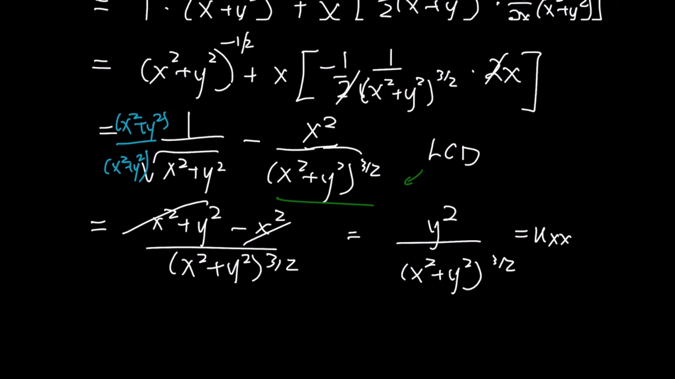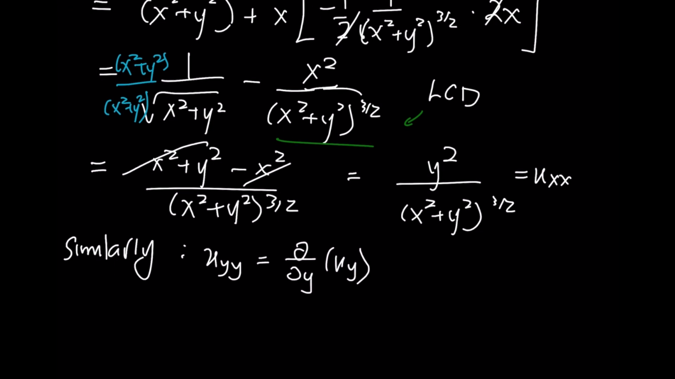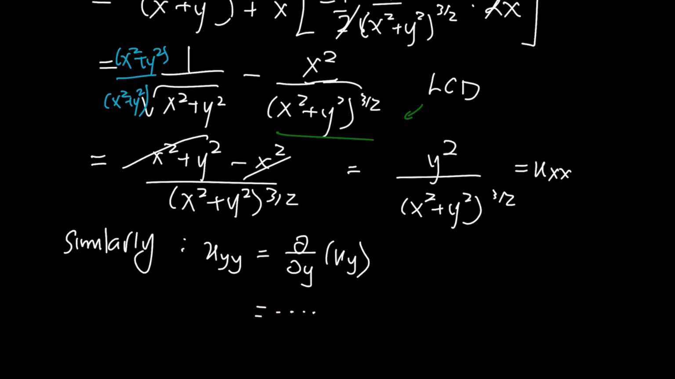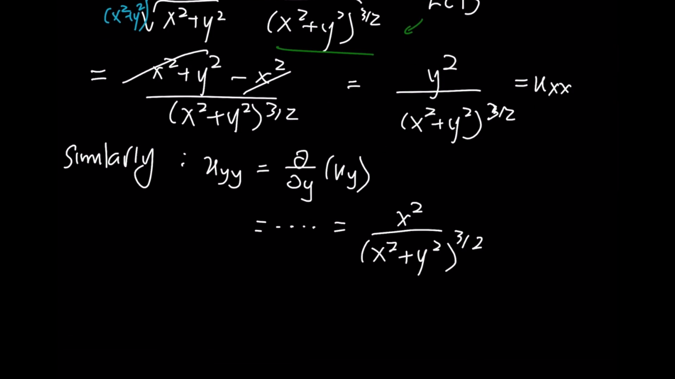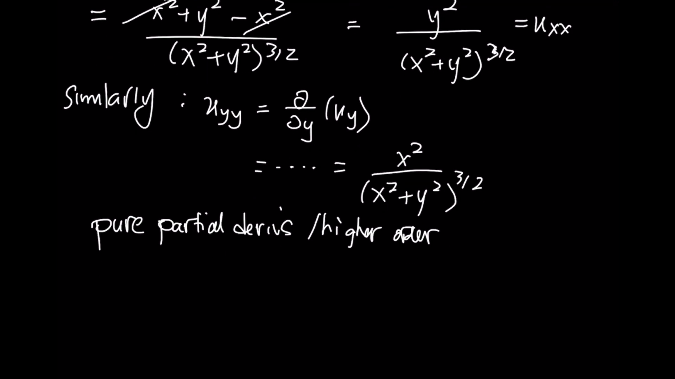Now, similarly, if I wanted to calculate uyy, I would be calculating the derivative of uy with respect to y. And you could go through the exact same process, and you will find that you'll get this expression. So they almost look identical, save for the term upstairs. Now, again, these are called pure partial derivatives, or pure higher order partial derivatives. What we're going to talk about are what are called mixed partial derivatives.